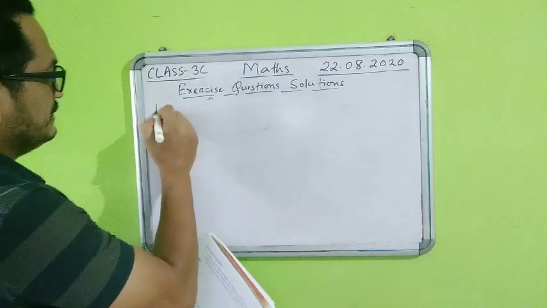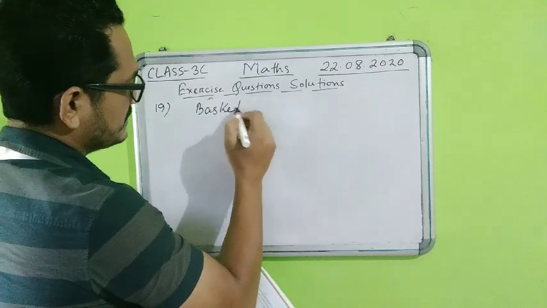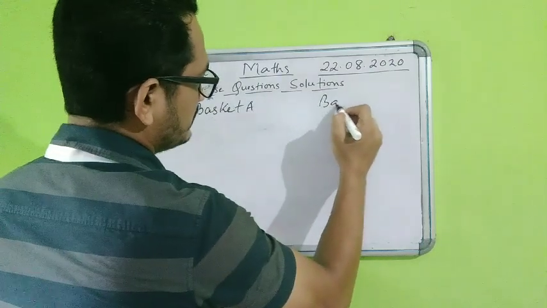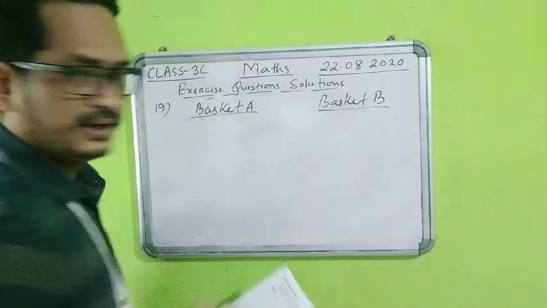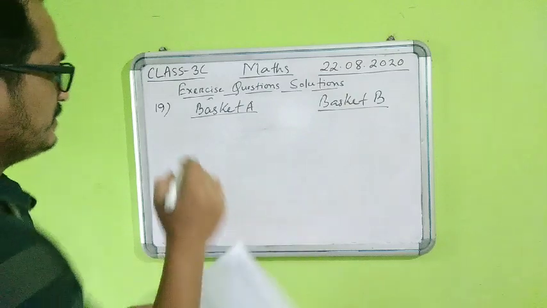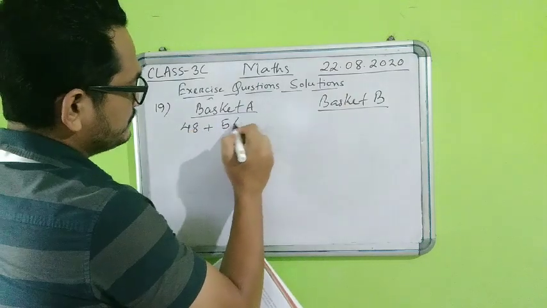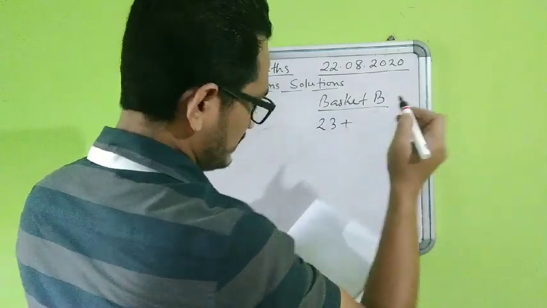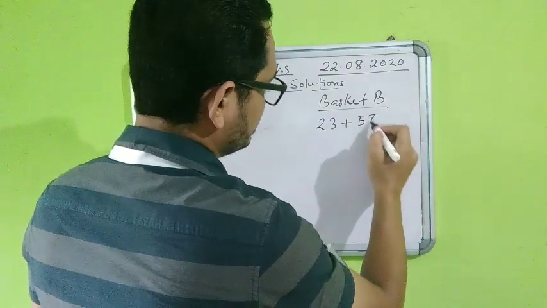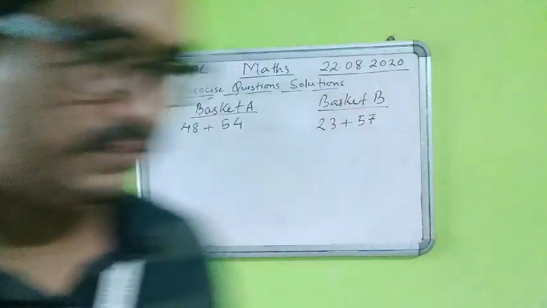Question number 19. Here I will write basket A and here I will write basket B. Now in basket A, what is there? 48 white and 54 pink. In basket B, it is 23 white and 57 pink. So now we need to find the total, we need to estimate the sum.